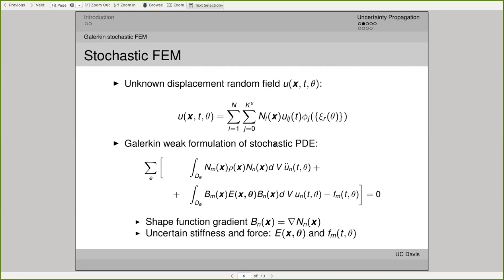And then we combine this representation of the uncertain displacement random field with the Galerkin weak formulation of the stochastic partial differential equation. We will get this formula. And here B is the shape function gradient as in the deterministic finite element method. Here we can see we have the uncertain stiffness term, which can be 1D, elastic or elastoplastic. And also we have an uncertain forcing term represented here.